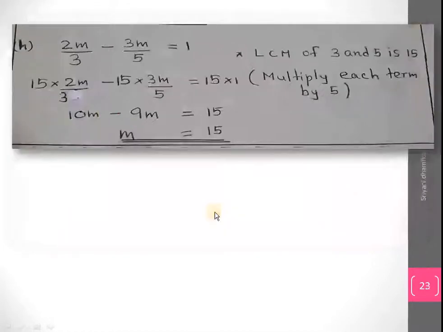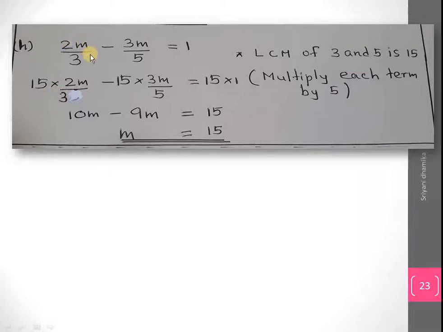Now next, see the next question. So what is the first step? First step is we have to find the LCM of 3 and 5. Then LCM of 3 and 5 is 15. You can find this value by dividing these numbers. Multiply each term by this LCM.